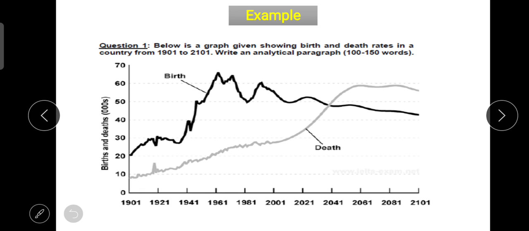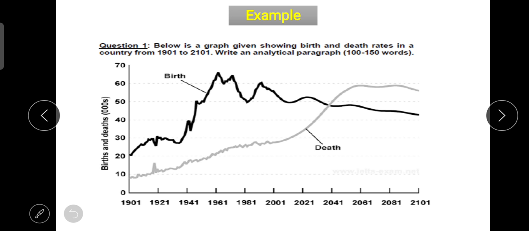Now we'll see the example. The question reads, below is a graph given showing birth and death rates in a country from 1901 to 2101. Write an analytical paragraph in 100 to 150 words. So before we start, as I told, we need to analyze the given data perfectly well and should note down all those important points in point form only on the rough margin of the sheet. And when we are doing practice at home, then it should go on the paper.